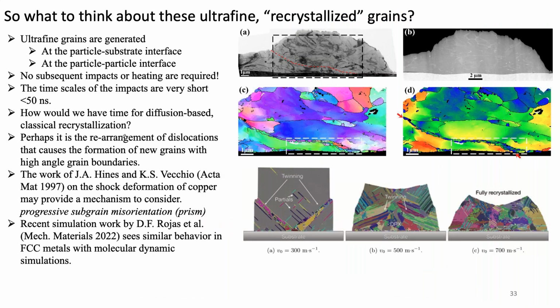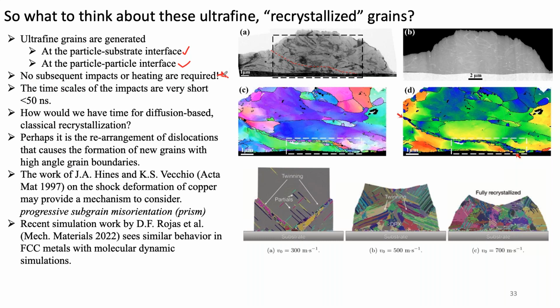So what to think about these ultrafine recrystallized grains? Now, the idea that there are ultrafine grains is something that people have observed many times in the cold spray literature, but we're all still wrestling with how this comes about, right? I have some thoughts I'd like to share that I think have been given to us by EBSD, TKD, and PED. One of the things we realize is the ultrafine grains are generated at the particle-substrate interface, and they're also at particle-particle interfaces. Now, this is really key: no subsequent impacts or heating are required.